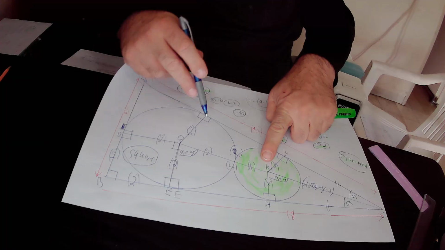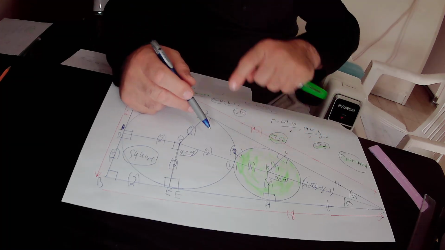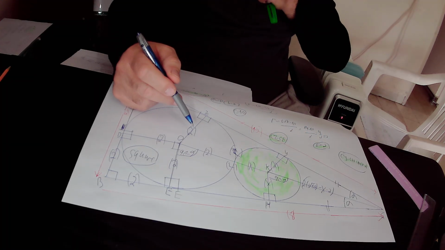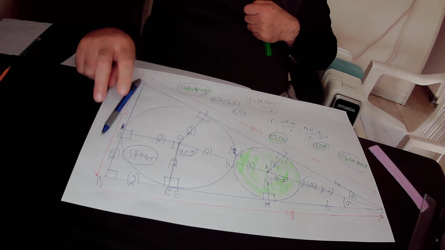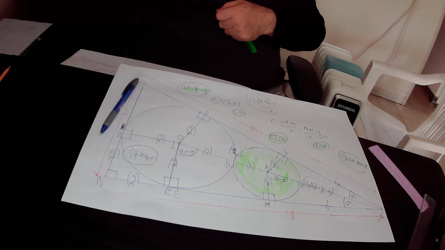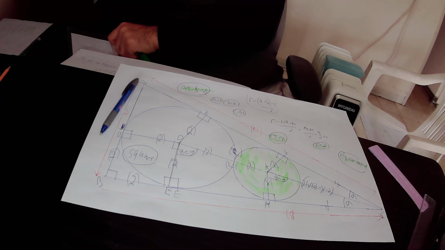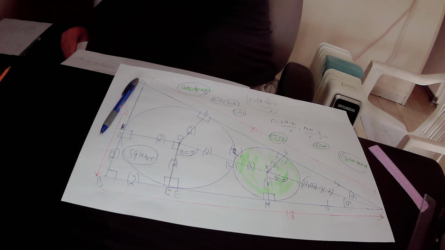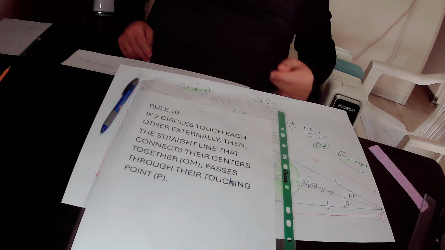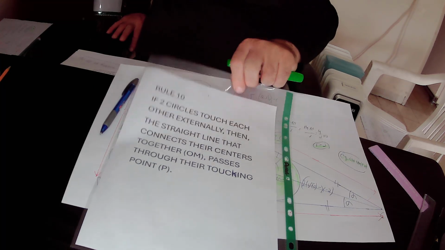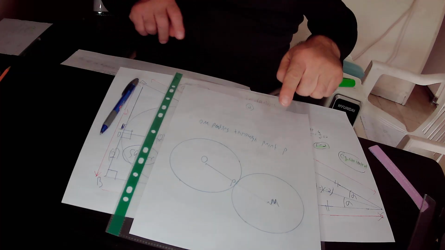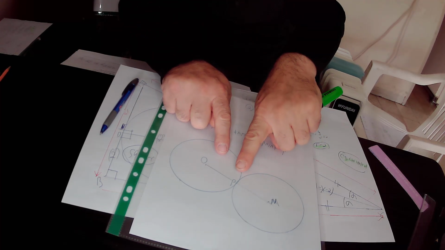We have an external tangency between those two circles at point L. Therefore, we can implement rule 10. According to rule 10, if two circles touch each other externally, then the straight line that connects their centers passes through their touching point. In the drawing, we have those two circles that touch each other externally at this point, point P.